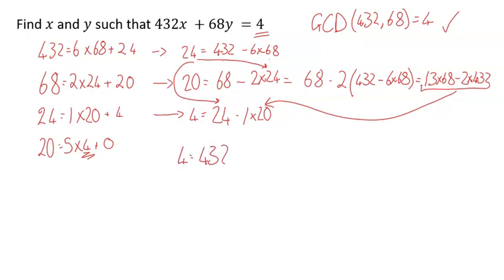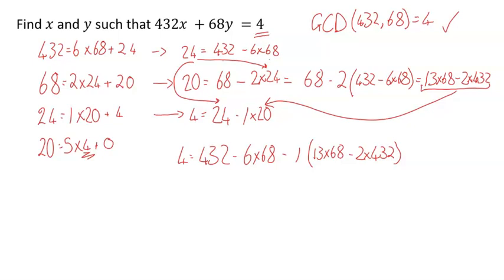So 432 take away 6 times 68. It's then going to be take away 1 times the 20. Well, in this case, that's 13 times 68, take away 2 times 432. So now this line here is written in terms of the greatest common divisor, 4, and then 432 and 68. All I do now is multiply and expand out any brackets that exist and gather my like terms.